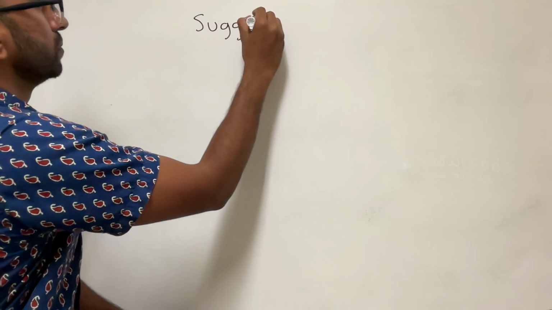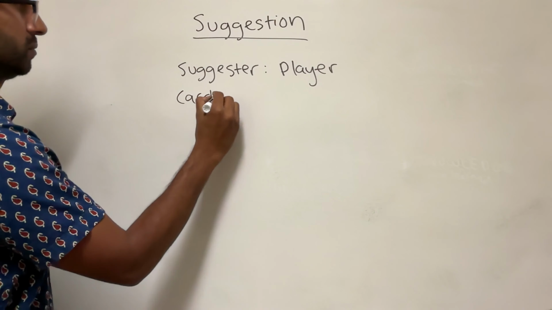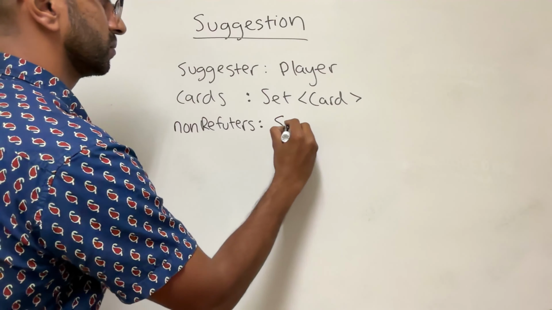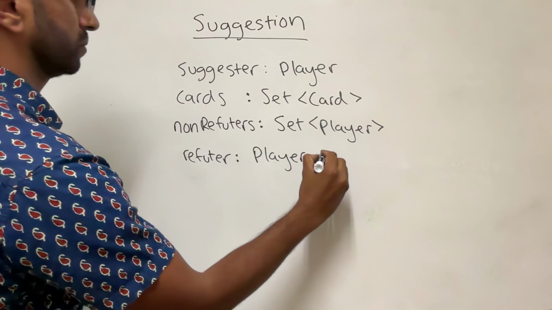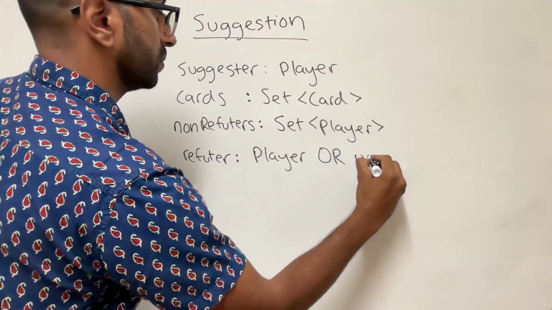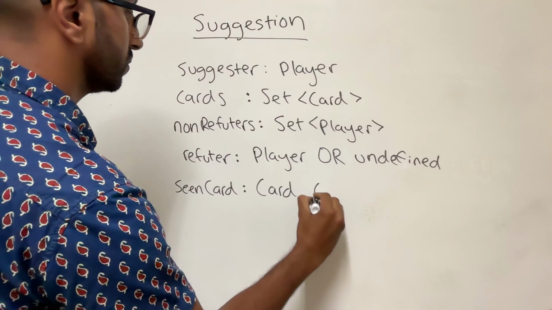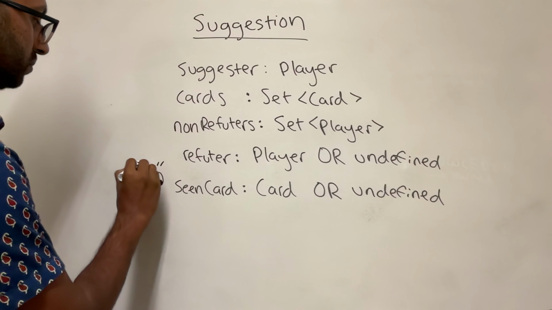So real quick, just like we did for knowledge itself, let's decide what a suggestion actually looks like. This is actually pretty simple. A suggestion is defined by a few different properties. The suggester, which is the player who made the suggestion, the cards, which is the set of cards that they suggested, the non-refuters, which is the set of players that were given the chance to refute it but were not able to, the refuter, which is the player who refuted, or undefined if nobody was able to refute the suggestion, and the seen refute card in case you actually physically observed the card that was used to refute that suggestion.